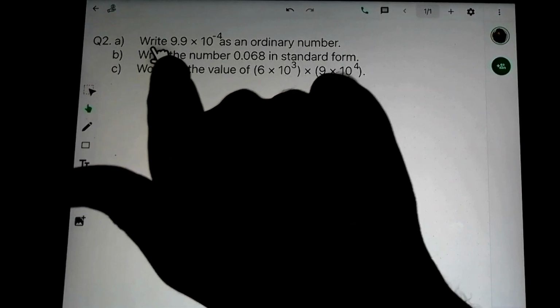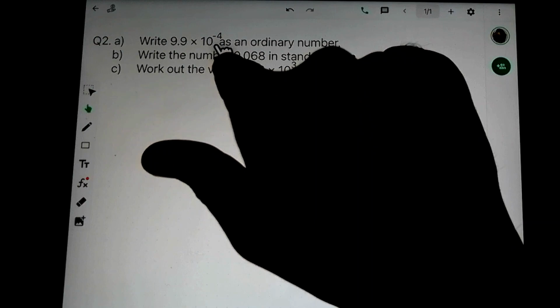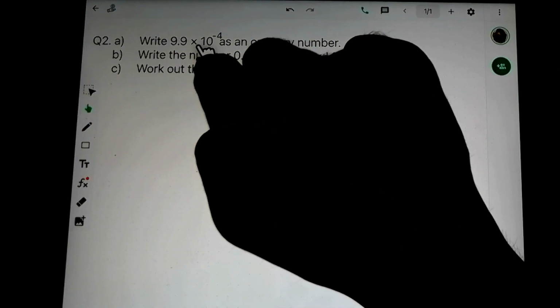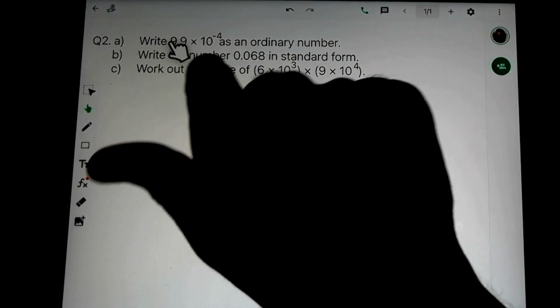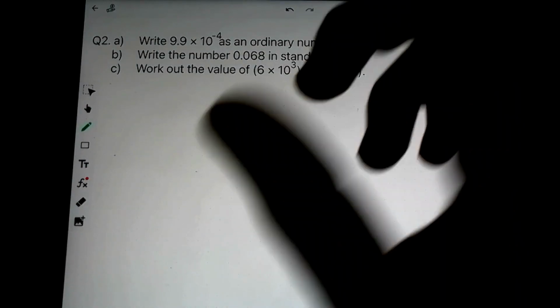Okay, so question 2. The first part says 9.9 multiplied by 10 raised to the power 4, write it as an ordinary number. We just did a very similar question, so you can do this question on your own, inshallah, as practice. Try and solve part A. Part B says write the number 0.068 in standard form. We did a similar question, but I'll solve this one still.